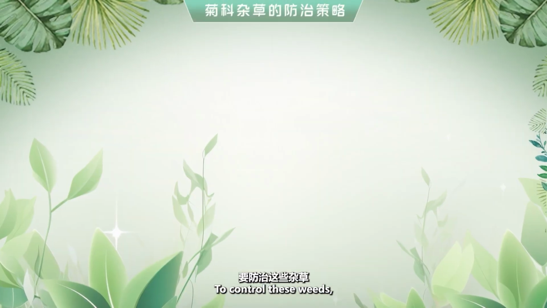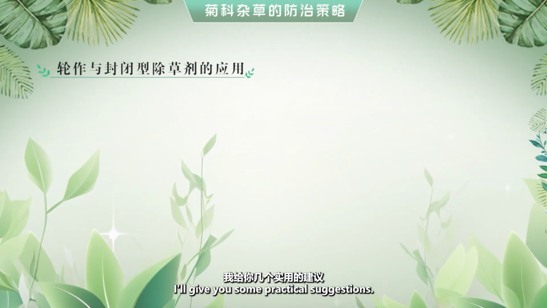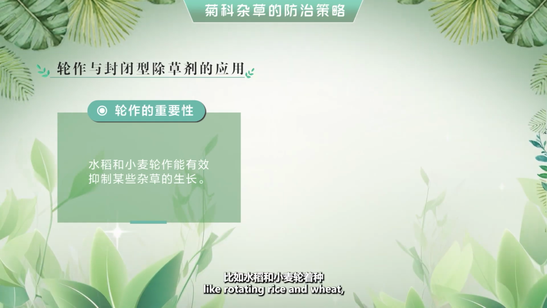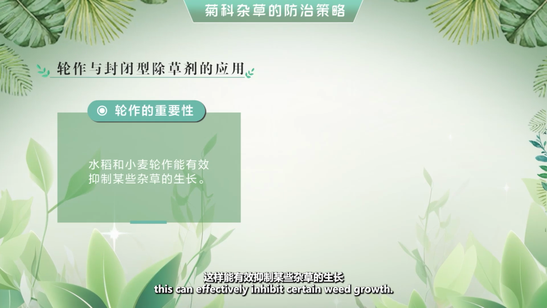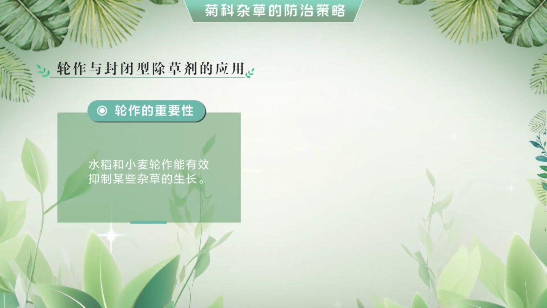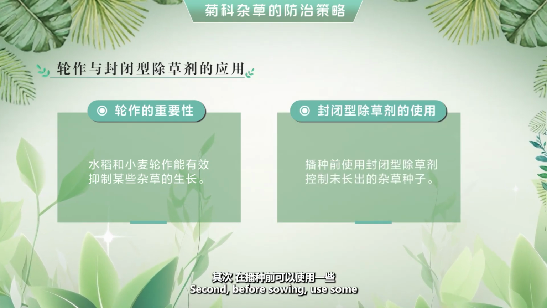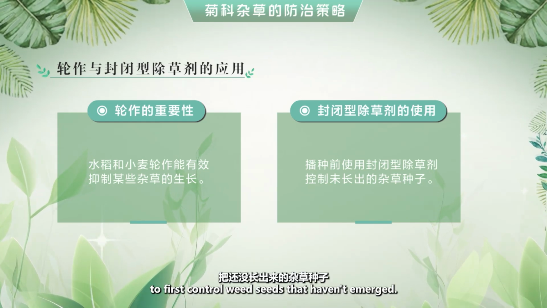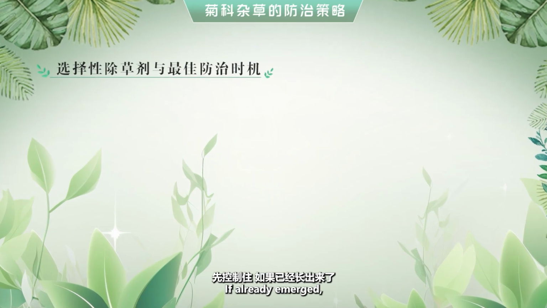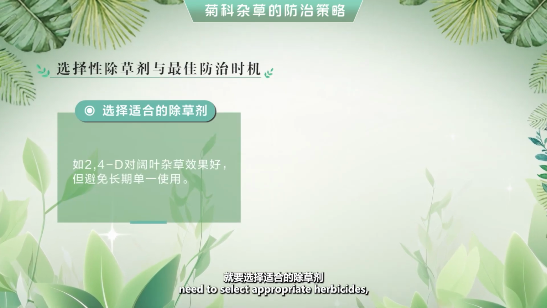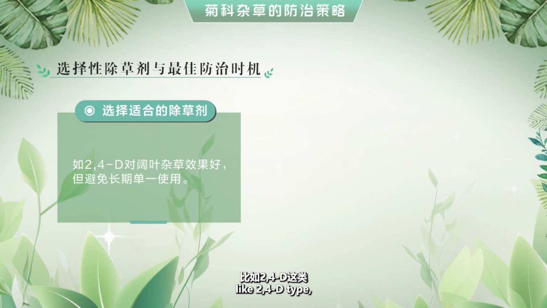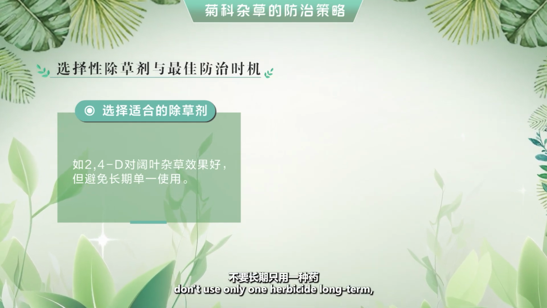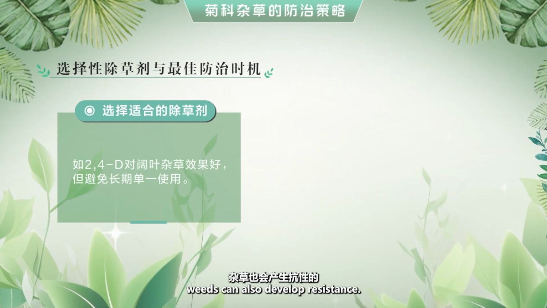To control these weeds, I'll give you some practical suggestions. First, try crop rotation, like rotating rice and wheat. This can effectively inhibit certain weed growth. Second, before sowing, use some pre-emergence herbicides to first control weed seeds that haven't emerged. If already emerged, need to select appropriate herbicides, like 2,4-D type herbicides effective on broadleaf weeds. But remember, don't use only one herbicide long-term. Weeds can also develop resistance.